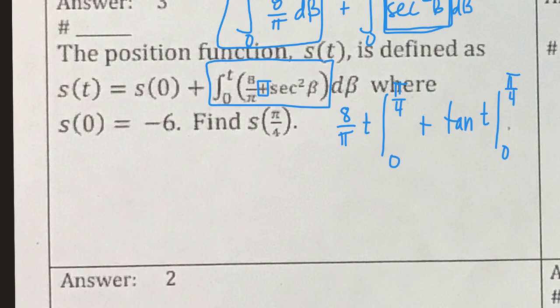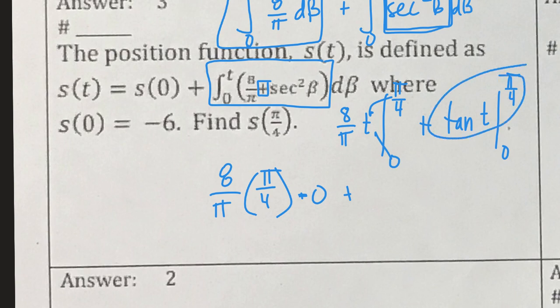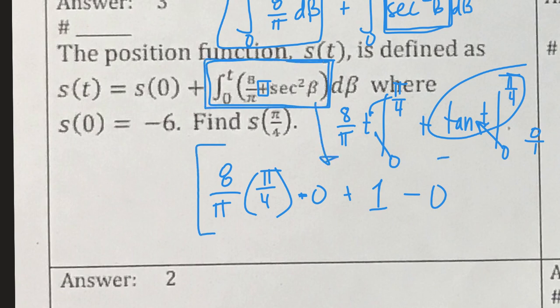Okay, so this becomes 8 over pi times pi over 4 when we plug this in, plus 0 minus 0, plus the tangent of pi over 4. So if we think about your unit circle at pi over 4, that's root 2 over 2 divided by root 2 over 2. The tangent is 1 minus the tan of 0. Once again, tan is y over x, so 0 over 1 is 0. So all of this part right here is now this right here.